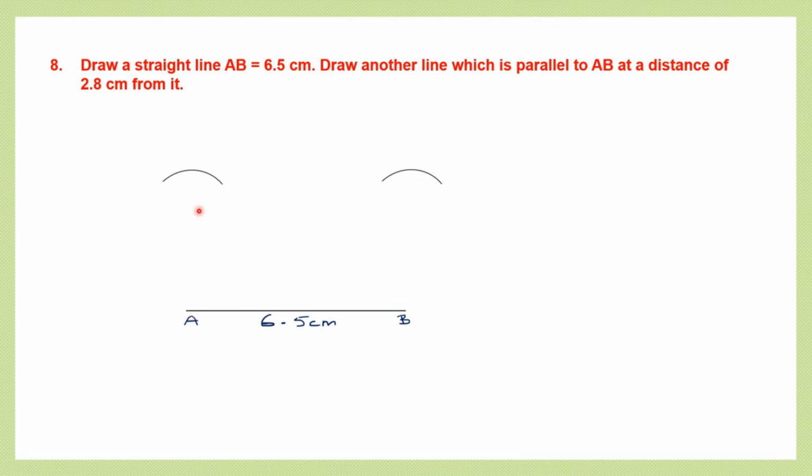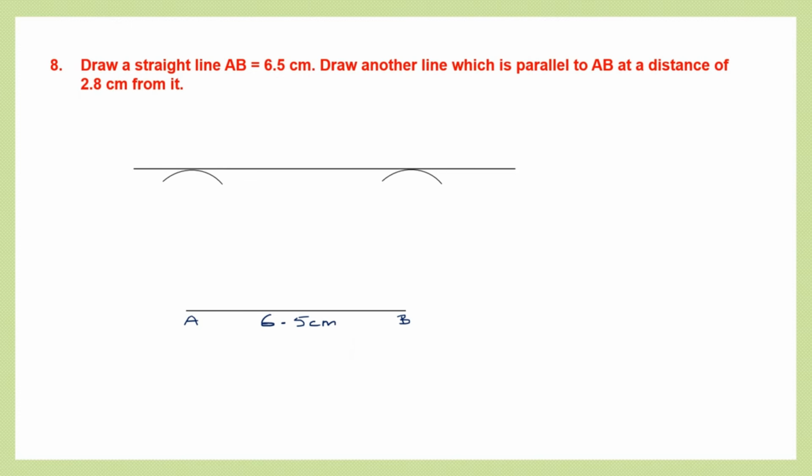This arc is drawn in such a way that from A to this arc it is 2.8 centimeters. From B to this arc it is 2.8 centimeters. Now draw a line in such a way that it touches the topmost part of the two arcs. So now we have a line drawn here. Can you see this line that is drawn has touched the topmost parts of the two arcs and that line is parallel to line AB.